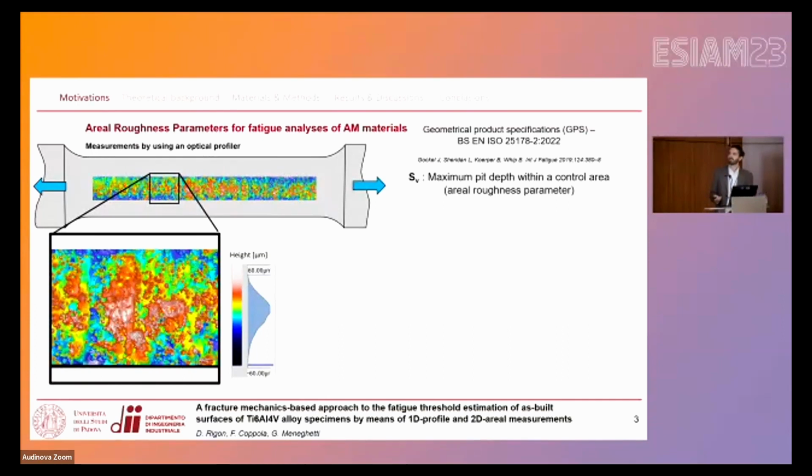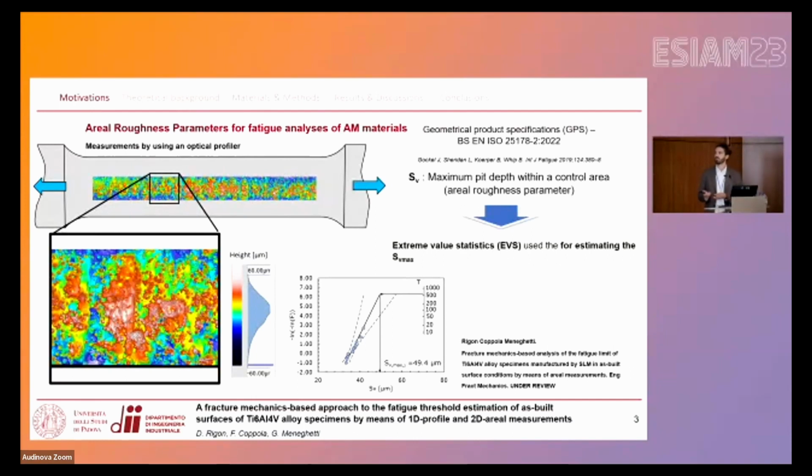So the parameter is the Sv, and it is defined as the maximum pit depth within a control area. So for instance, if this one is our control area, we need to define the maximum pit depth, which in this case, if we see the scale, would be 60 micrometers.